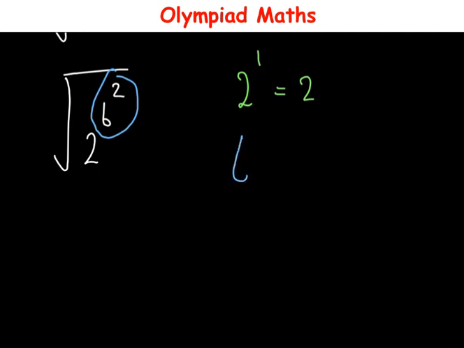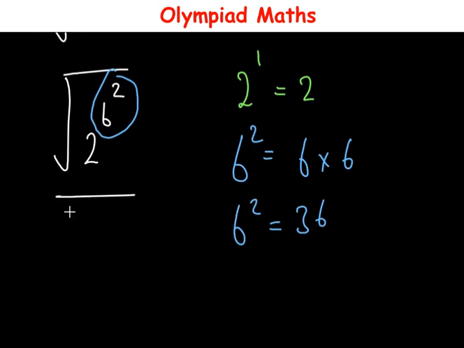So we have 6 raised to power 2, and this equals 6 times 6, which will give us 36. 6 raised to power 2 will give us 36. So the question then becomes square root of 2 raised to power 6 raised to power 2, the value is 36. So 2 raised to power 36.